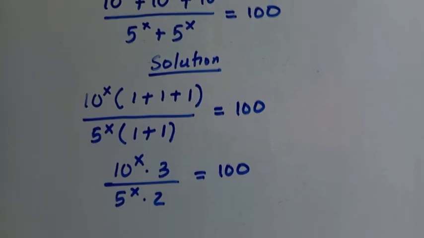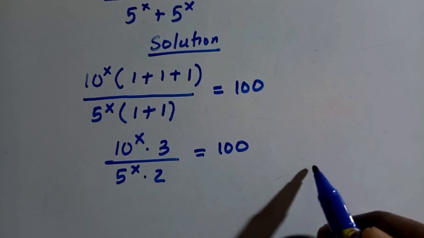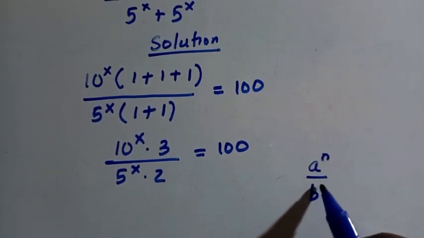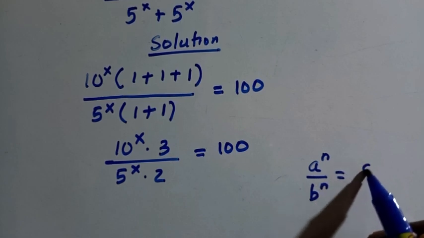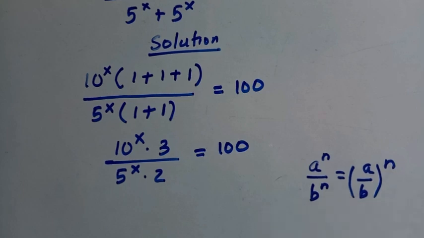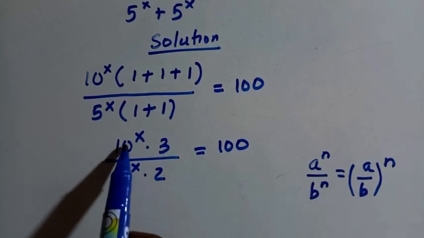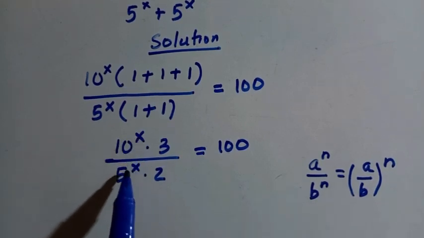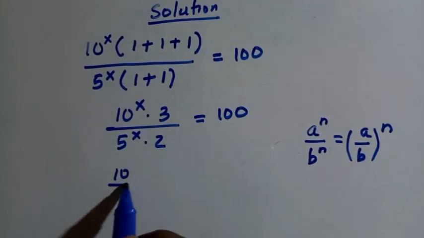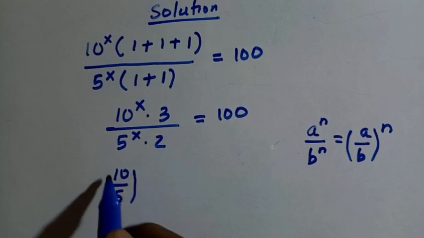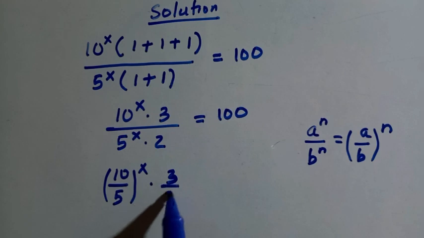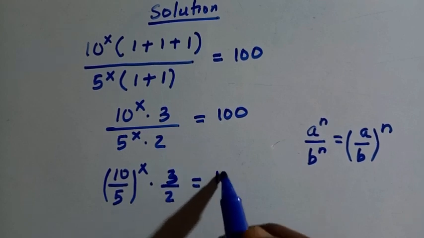In the next step, we are going to apply this rule. Suppose we have a raised to power n divided by b raised to power n, this equals a divided by b, raised to power n. If I apply it to this 10 to power x divided by 5 power x, what we get here is 10 over 5, to the power of x, multiplied by 3 over 2, equals 1 over 2.